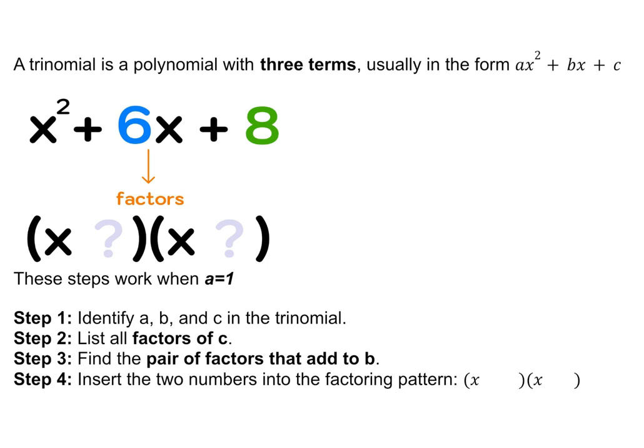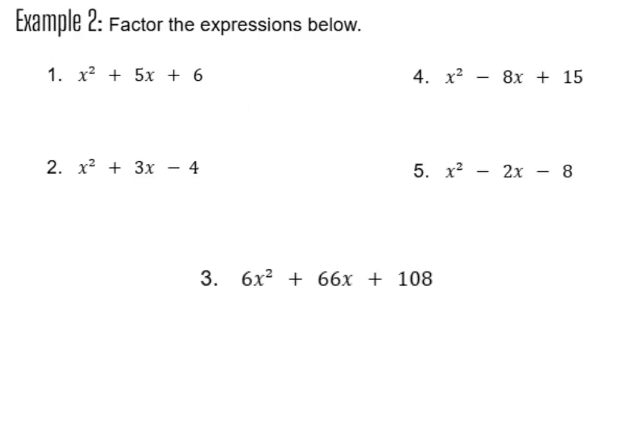So the way this works is you want to identify your a, b, and c in the trinomial. You want to list all of your factors of the c term. Then you want to find the pair of factors that add up to the b term. And we're going to insert those numbers into the factoring pattern. So this is best seen through 4 examples. There are essentially 4 combinations that we're going to see that affect this.